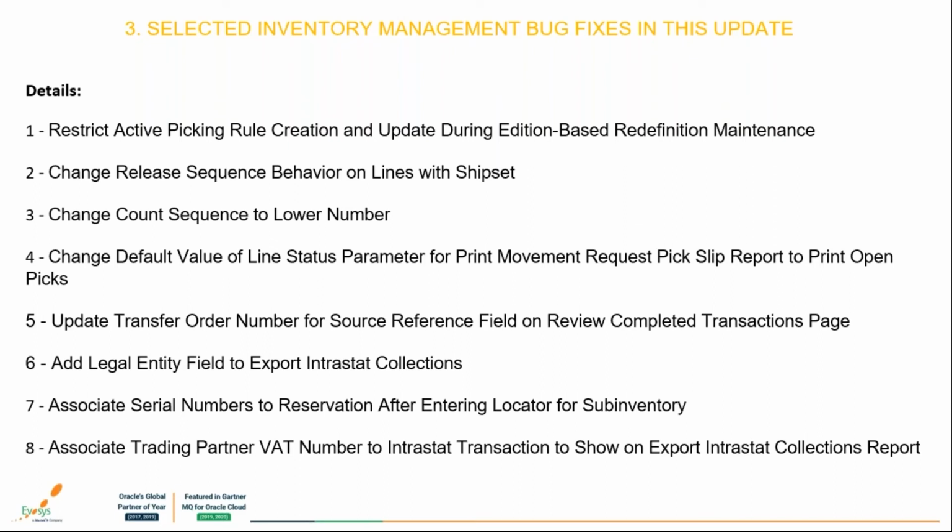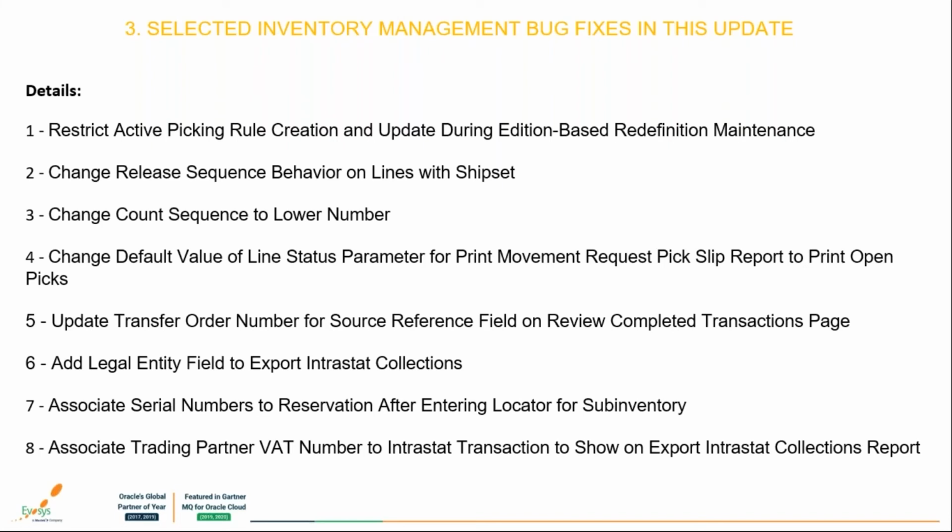Second, change release sequence behavior on lines with subsets. Prior to this update, when running pick release with enforced ship sets enabled and the primary release sequence sort attribute set to something other than order, there were cases when ship sets were being excluded from picking. Now pick release takes the maximum and the minimum value in the sort criteria and applies it to entire ship sets.